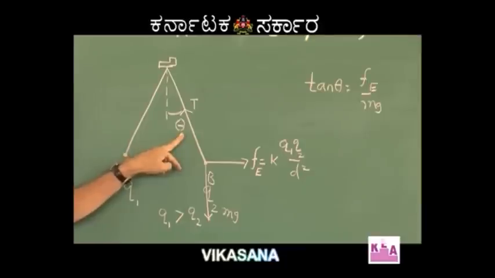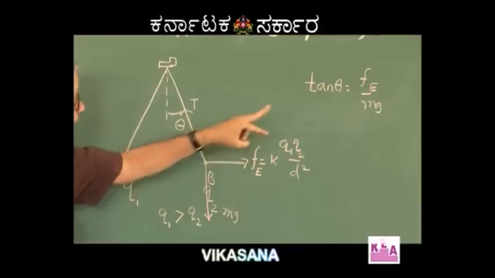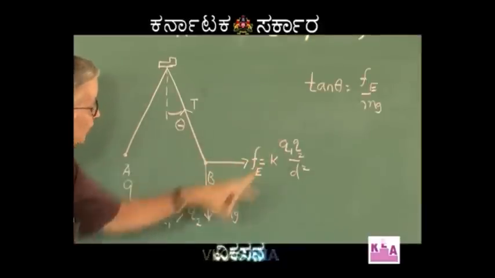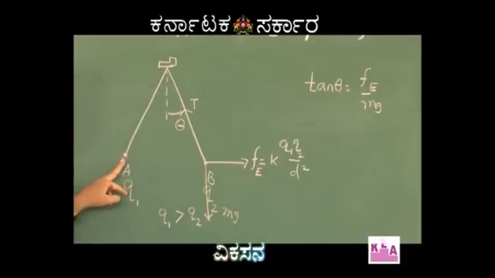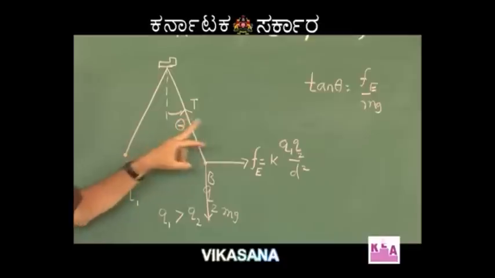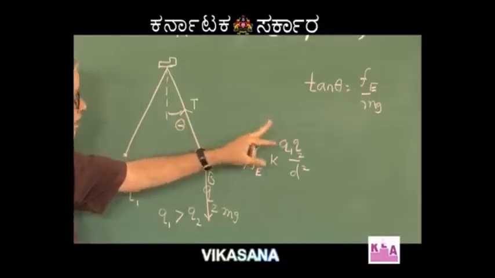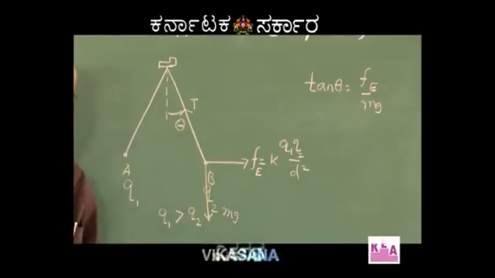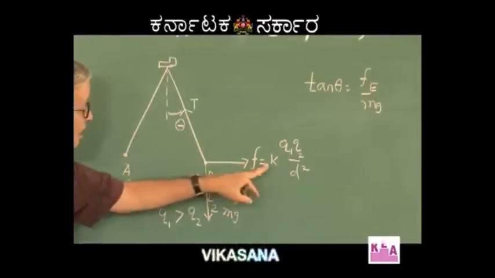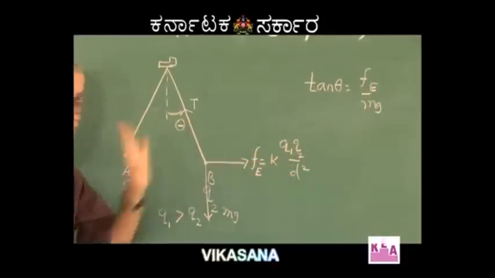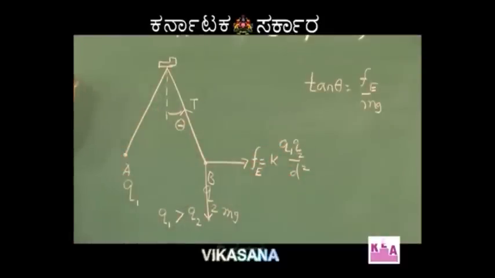Now, consider the angle made by the pendulum B with the vertical. If it is theta 1, then it is tan theta 1 equal to Fe divided by mg. Similarly, if the angle made by this is theta 2, again tan theta 2 is equal to Fe by mg. Please note, electrostatic force in both the cases is K into Q1 Q2 divided by d square. Since pendulums are also identical, mg is also same.